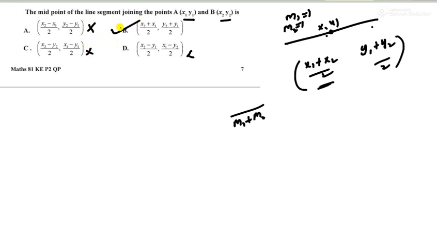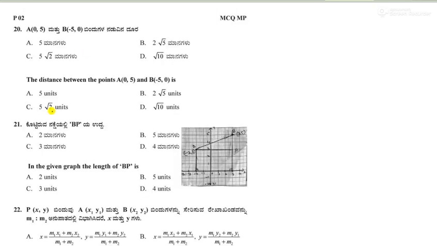Okay, moving to the next question now. So question number 20, what does it say? So we are halfway to the mark now. Okay, we have not found any question too difficult, right?